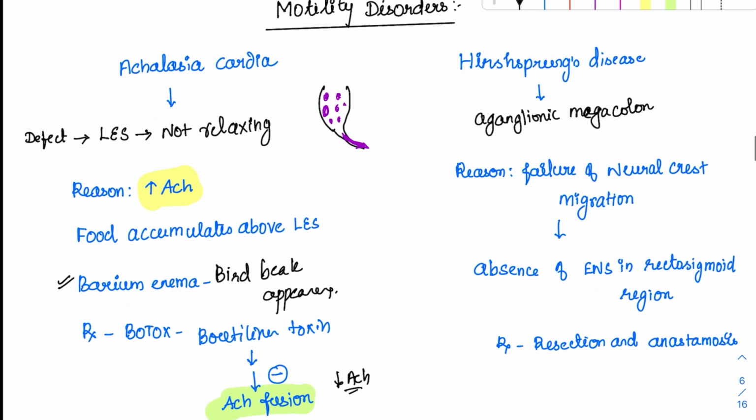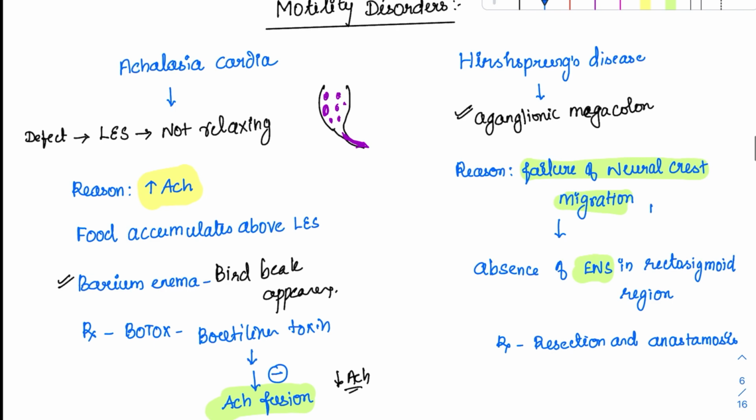Now coming to Hirschsprung's disease. In Hirschsprung's disease, what was the problem? There is non-development of the ganglion itself. There is failure of migration of the neural crest. So whenever the neural crest is not migrating properly, there is absence of the enteric nervous system. Both the myenteric plexus and Meissner's plexus are lost in this disease. Both are not developed in a particular region, and the most common region is the rectosigmoid colon.